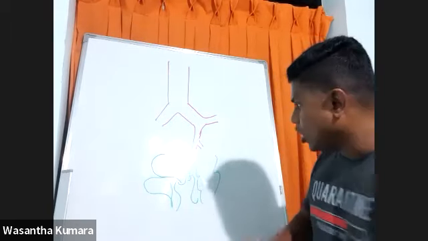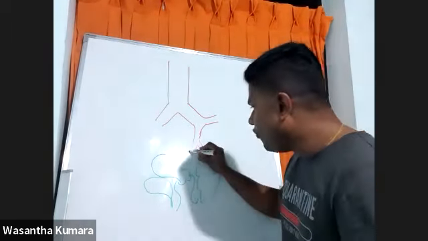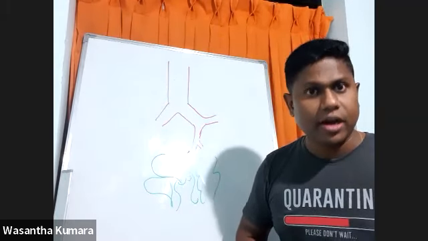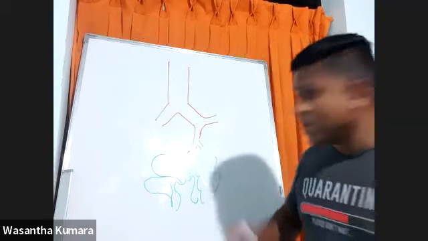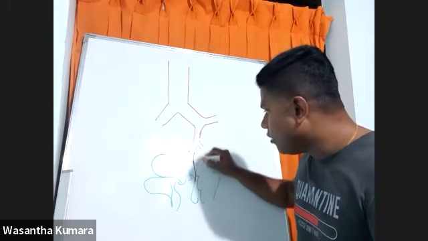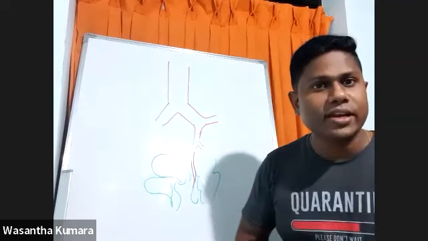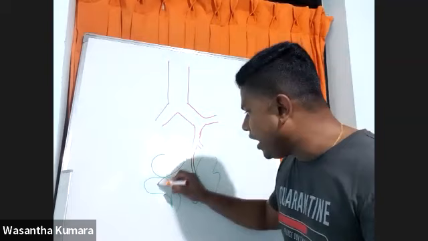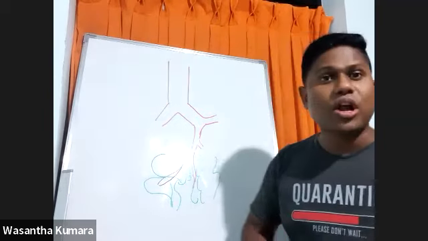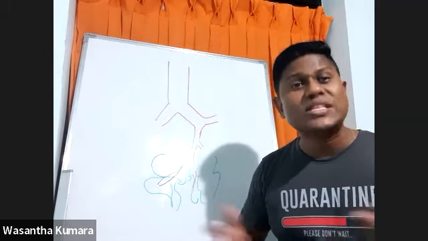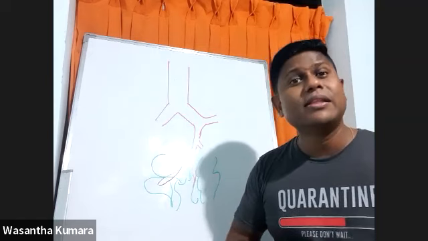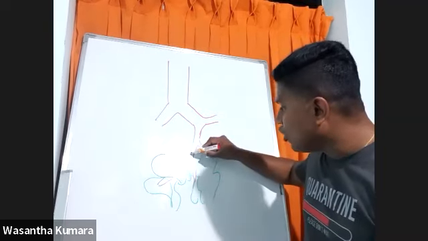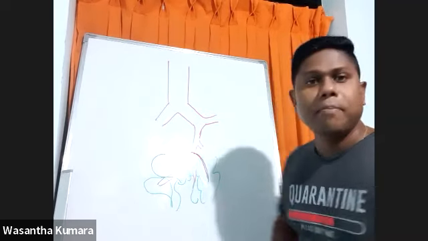It's very easy. So one of the branches will be going into the uterus. What is that called? Uterine artery. Another branch will be going into the vagina. That is called vaginal artery. Another branch will be going into the bladder. That is called superior vesical artery. So vesical means the bladder. Right? Another branch will be going into the rectum. Middle rectal artery.